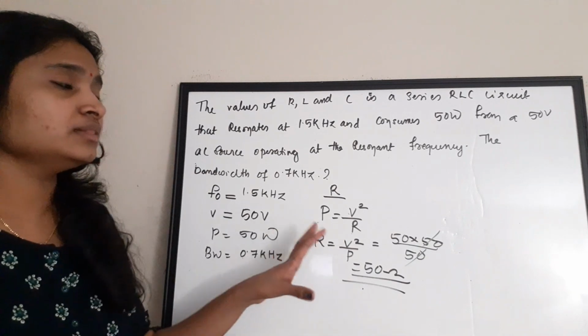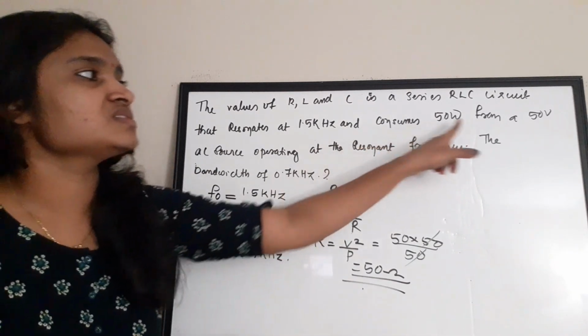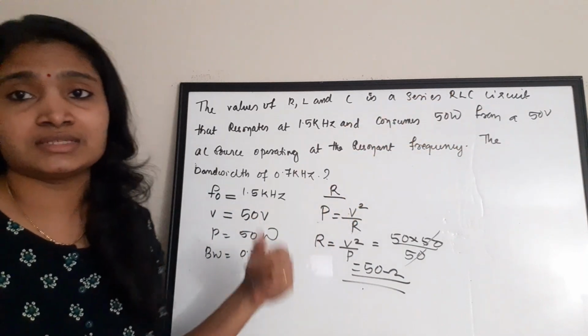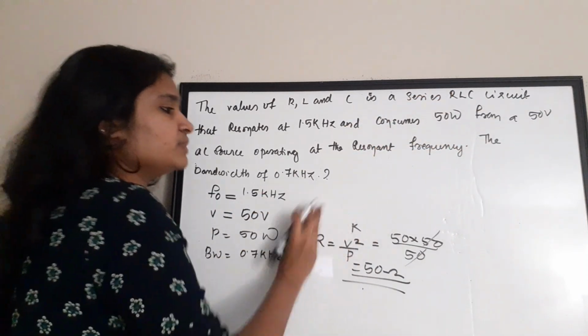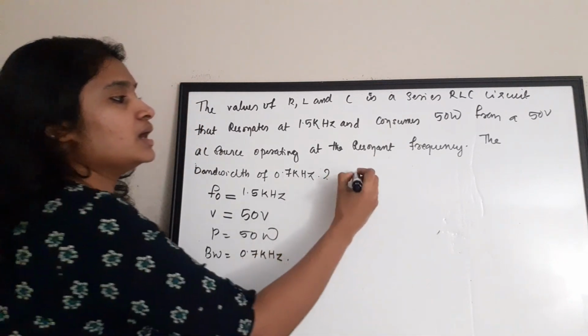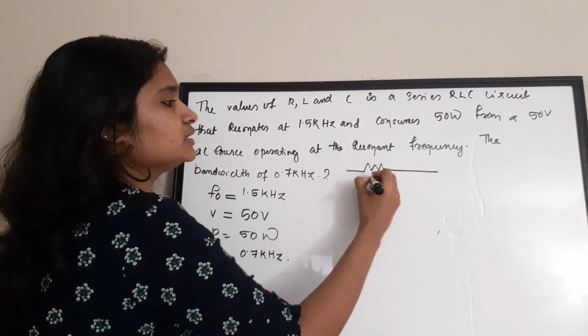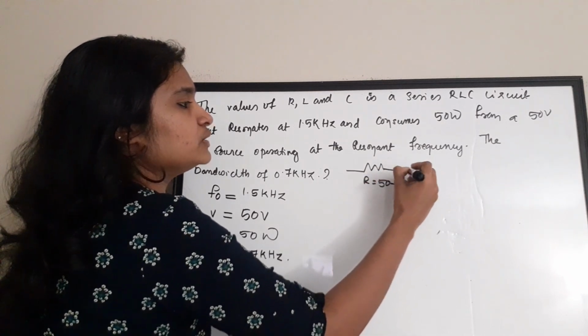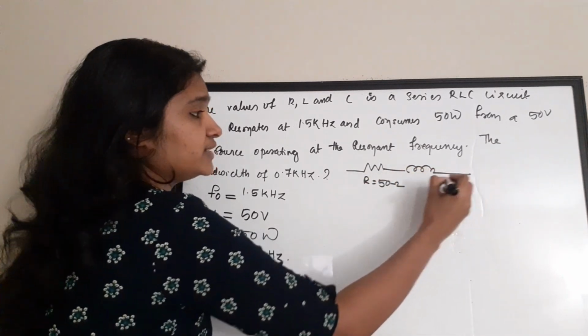So, for finding the resistance value, I have used the statement that it consumes 50 watt from a 50 volt AC source. So, from that relation, I have obtained the value of R. I'll draw the circuit here. R is equal to 50 ohm. Next, we need to find the value of inductor or inductance.